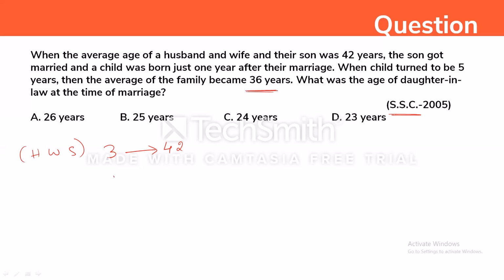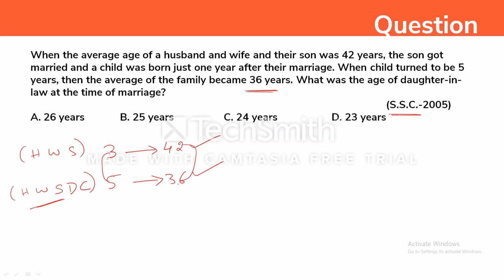Now here, in total how many members became? Five members. Who are those five members? Husband, wife, son, the daughter-in-law who enters the home when the son married, and also the child. So in total five members are there now. The five members' average is 36 years. Now if you write these statements in this way and apply the shortcut, you will not get the correct answer.